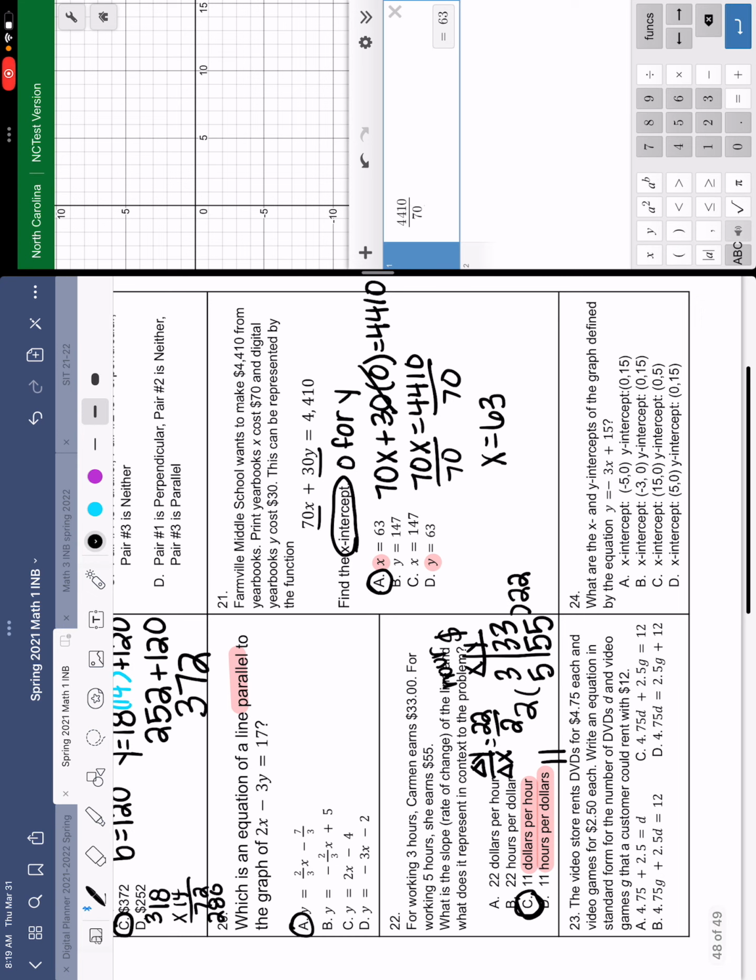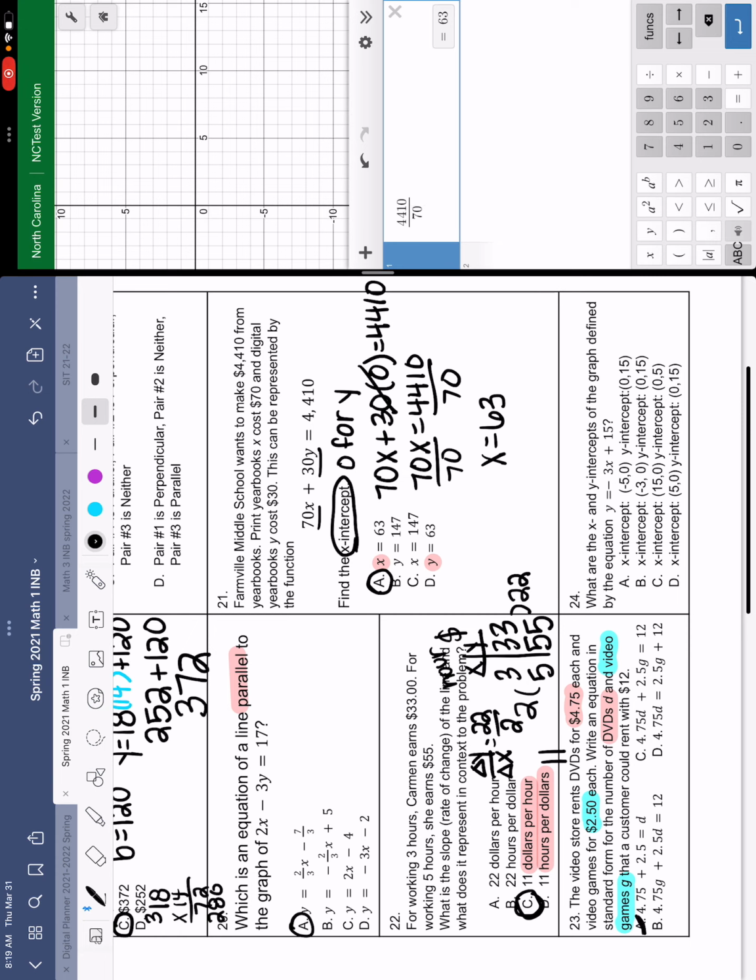All right, 23. A video store has DVDs for $4.75 and video games for $2.50. Write an equation that represents the DVDs. So DVDs is D. So D should be $4.75. And video games is G, which is $2.50. So we've got to make sure those match up. And it's a total of 12.